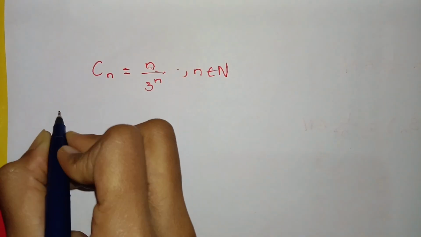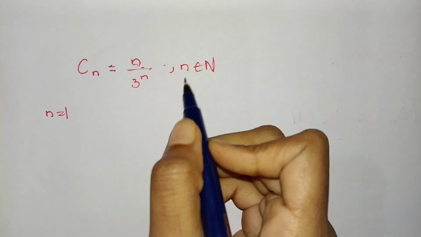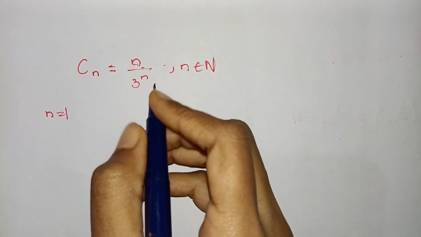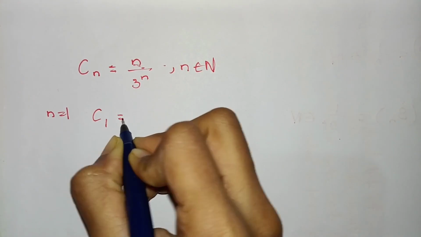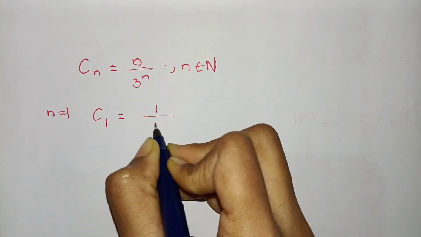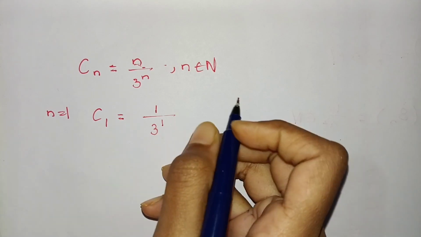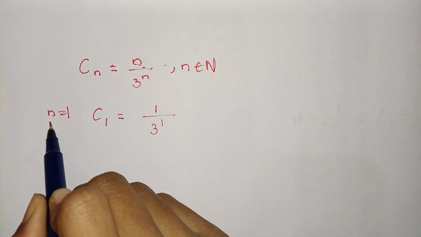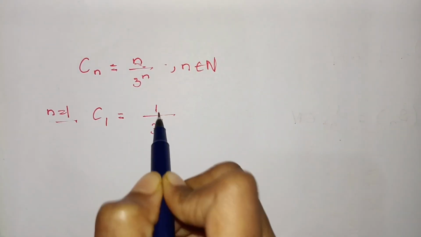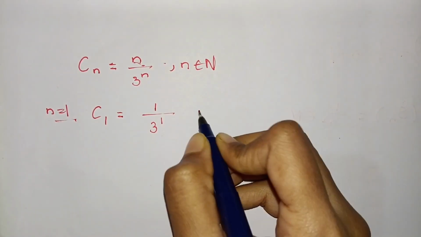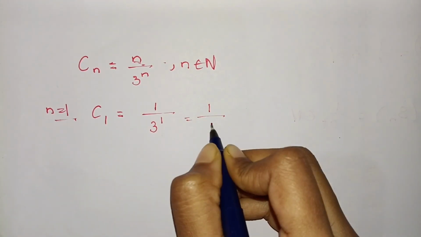So let us take n equal to 1. Now here we are substituting 1 in the place of n, right? So C1 equal to 1 by 3 power 1. Why did I substitute 1 here? Because here we are writing n equal to 1. So that's why I am substituting 1 in the place of n. So 1 by 3 power 1, which is 1 as it is, and 3 power 1, which is 3.